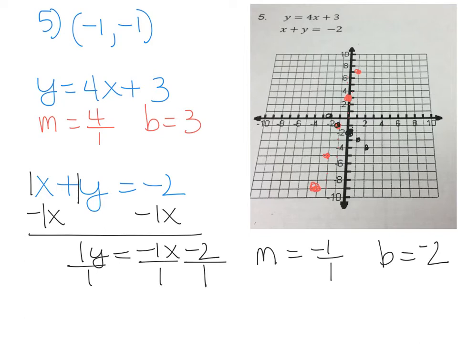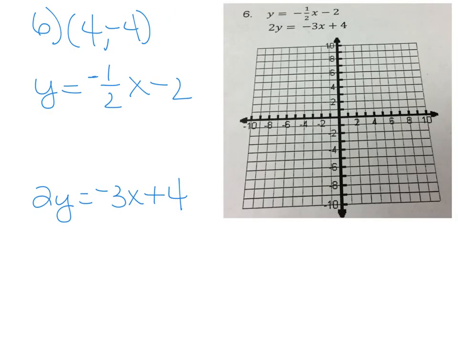So you should notice that they cross right here at this point. Start at the origin, go left 1, down 1. That's how we get our answer of -1, -1.